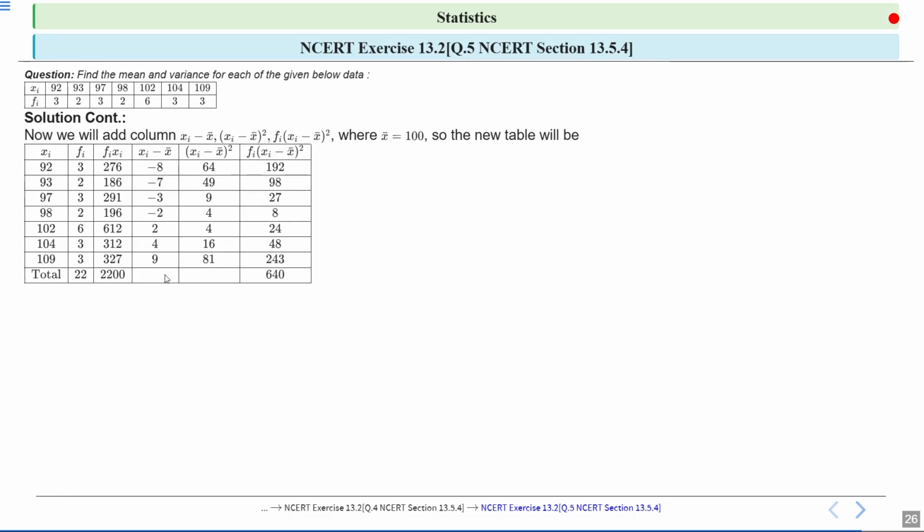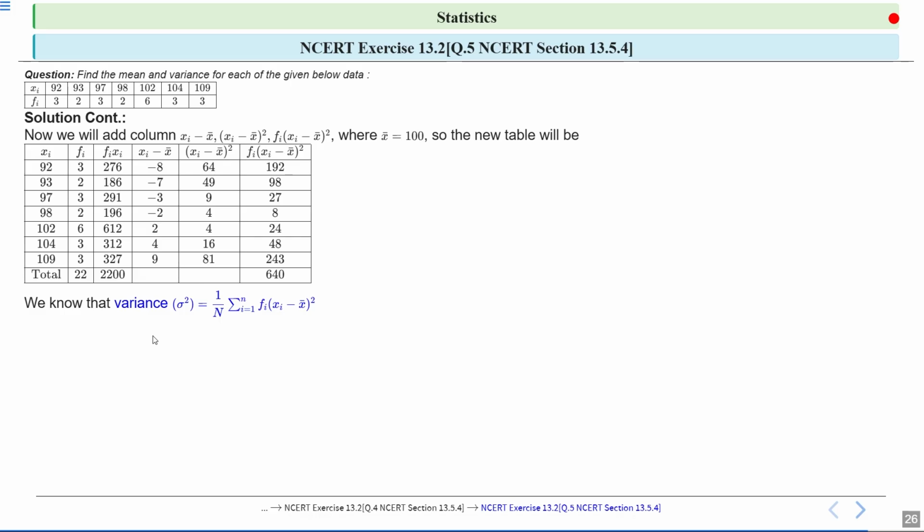Now we will add the columns xi minus x bar whole square and fi times xi minus x bar whole square, where x bar is 100. So the new table will look like this. We calculated here xi minus x bar whole square and fi times xi minus x bar whole square. And at the bottom of the table we have the totals: summation fi is 22, summation fi xi is 2200, and summation fi times xi minus x bar whole square is equal to 640.